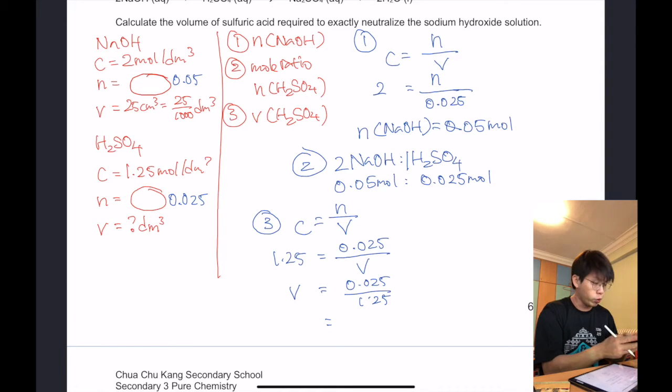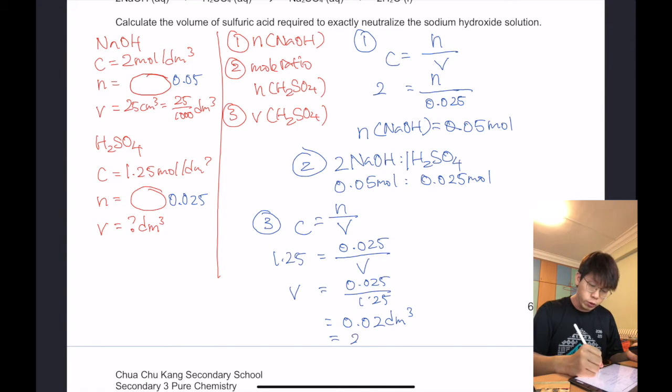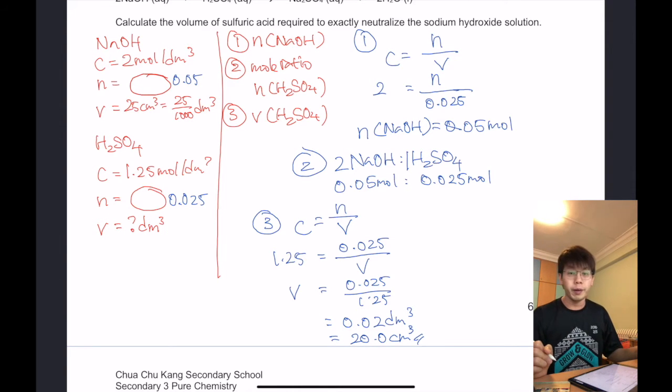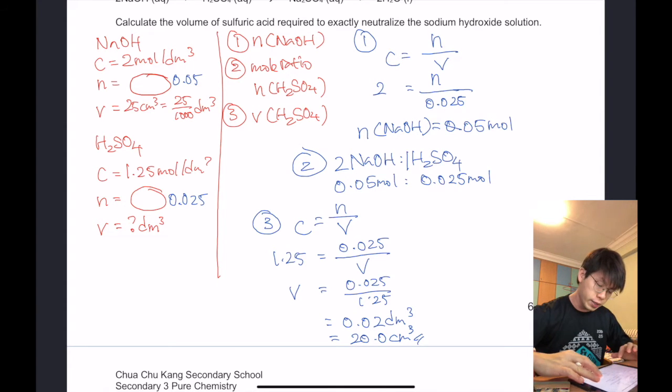0.025 divided by 1.25 equals 0.02 dm cube. And if I want to convert it to cm cube, I times 1,000. So that would be 20.0 cm cube. So that will be my final answer. Okay? Alright, great. So let's look at the next question.